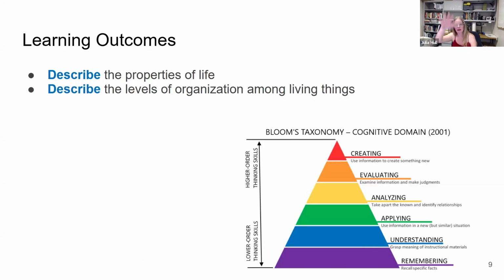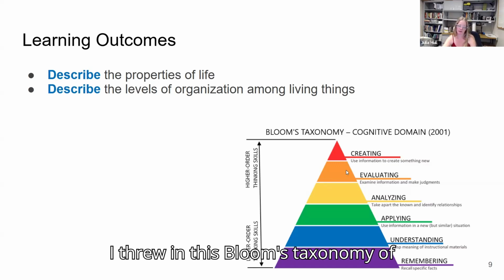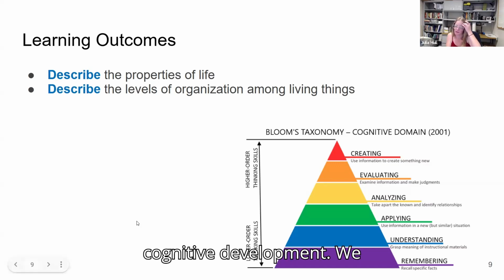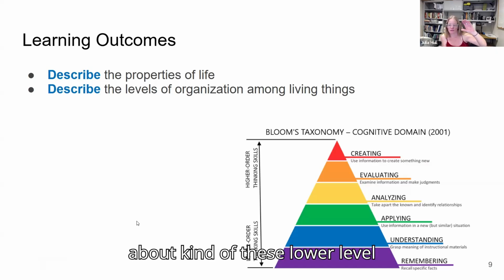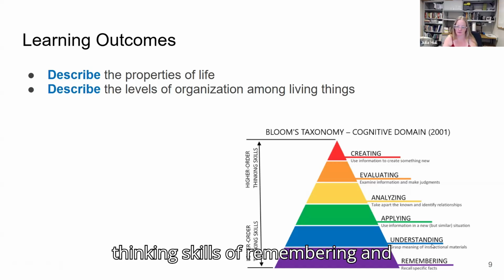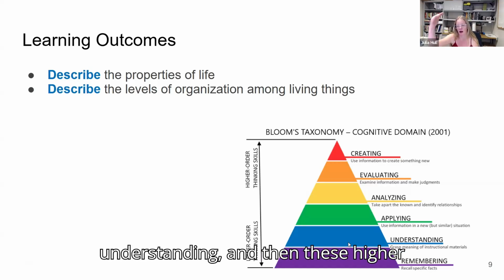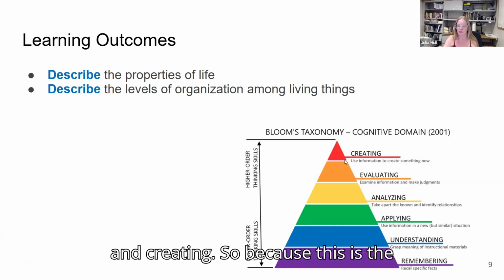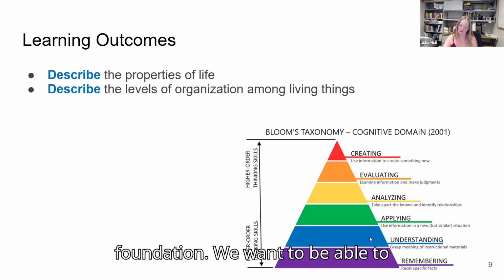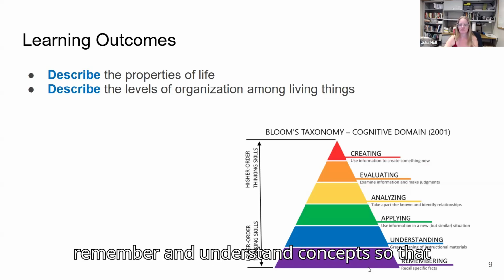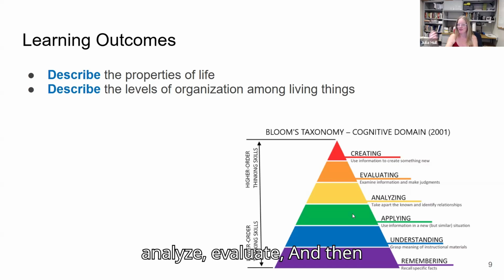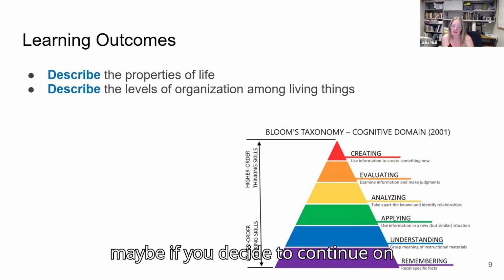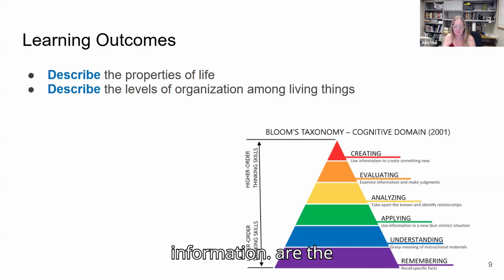Okay, and I threw in this Bloom's taxonomy of cognitive development. We often use this in education to talk about these lower level thinking skills of remembering and understanding, and then these higher level thinking of applying, evaluating, and creating. Because this is the first chapter, we're laying the foundation. We want to be able to remember and understand concepts so that later in the semester we can apply, analyze, evaluate, and then maybe if you decide to continue on with this, maybe you'll even create new information.